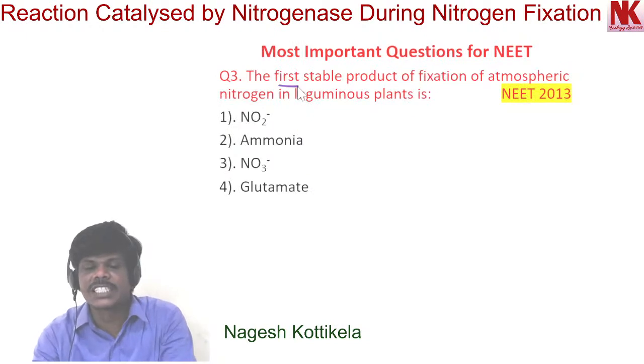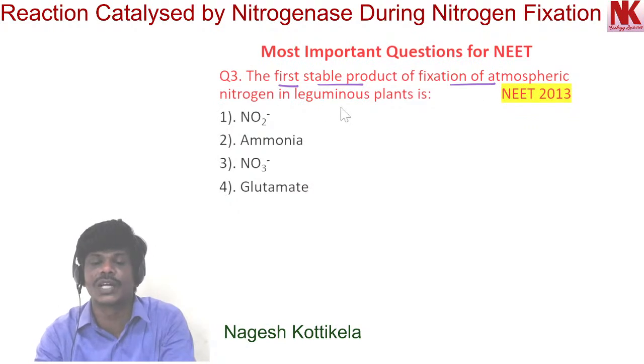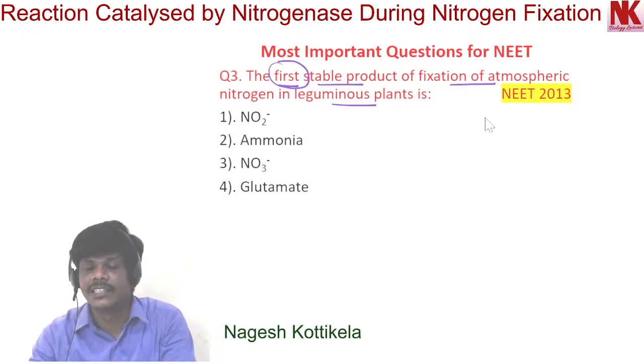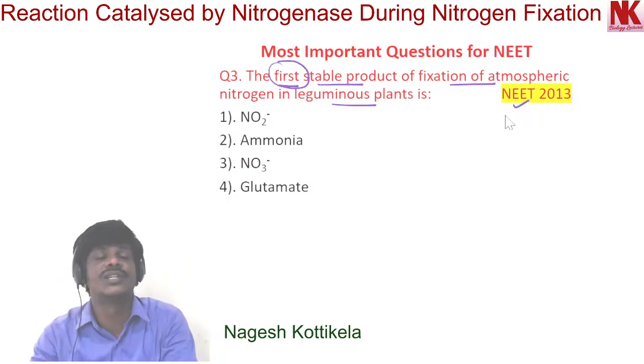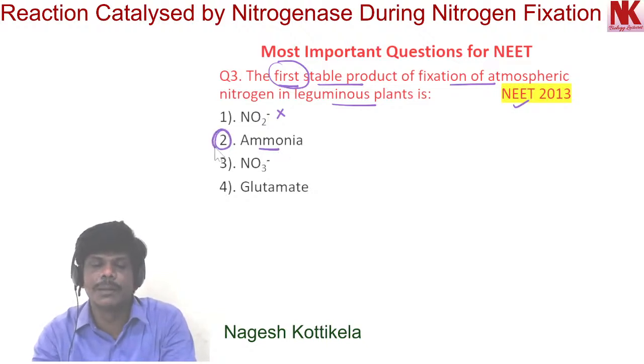The first stable product of fixation of atmospheric nitrogen in leguminous plants. The first stable product here. This question was asked in NEET 2013. Option 1, NO2 minus. This is wrong. Nitrite is not the first stable product. Ammonia: yes, ammonia is the first stable product.